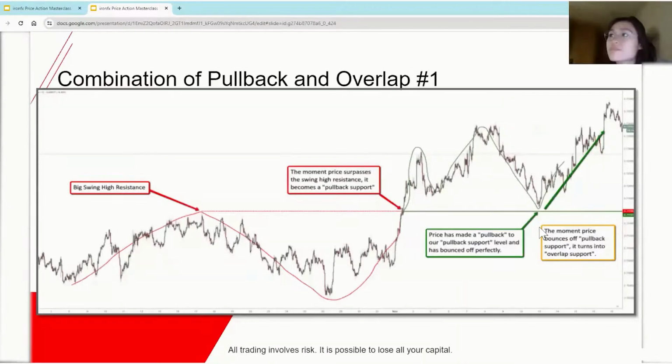Okay, so here we have a big swing high resistance. The moment price surpasses the swing high resistance, it becomes a pullback support. And once we see price pull back to that pullback support level and bounce off of it perfectly, that then becomes an overlap support.